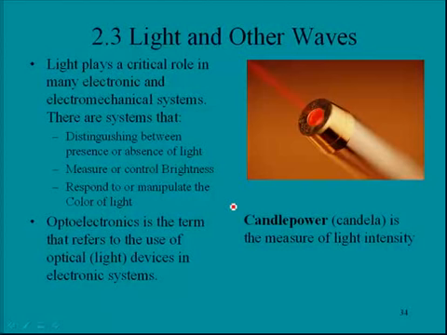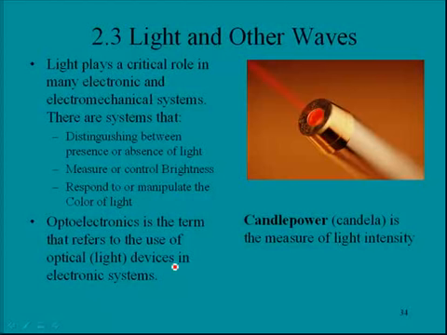2.3, light and other waves. Light plays a critical role in many electronic and electromechanical systems. There are systems that distinguish between the presence or absence of light, measure or control brightness, and respond to or manipulate the color of light.